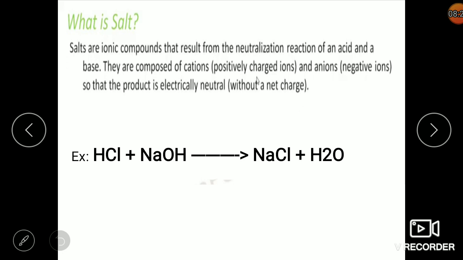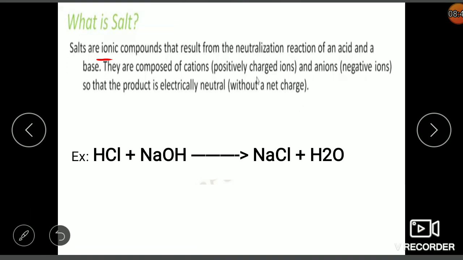Now we have completed the acid, we have completed the base concept, we understood what is acid, what is base. Now we'll see what salt actually is. Okay, now what is salt? Salts are ionic compounds. Ionic compound means what? They're composed of ions that result from the neutralization reaction of an acid and a base.